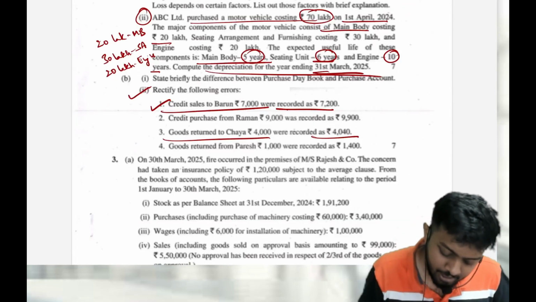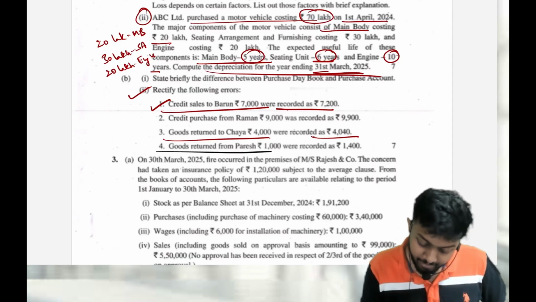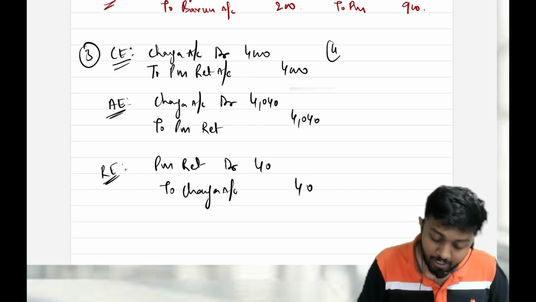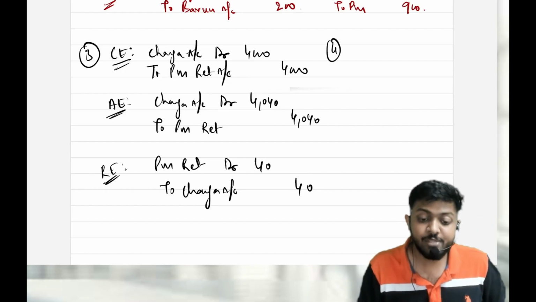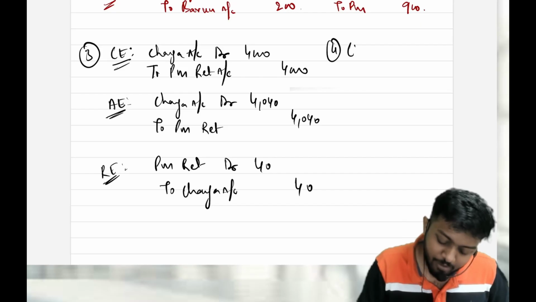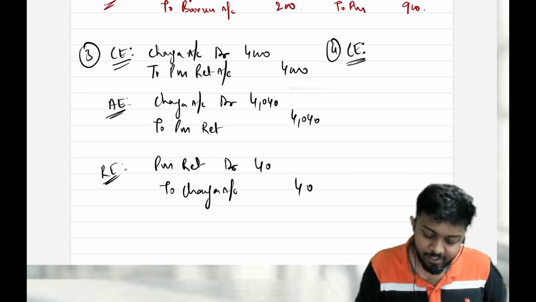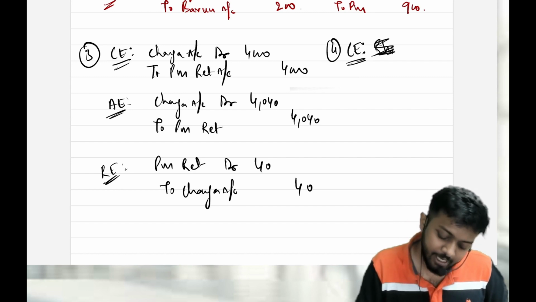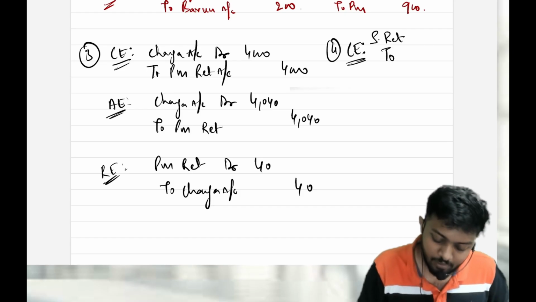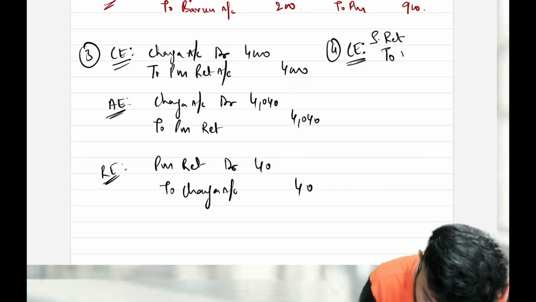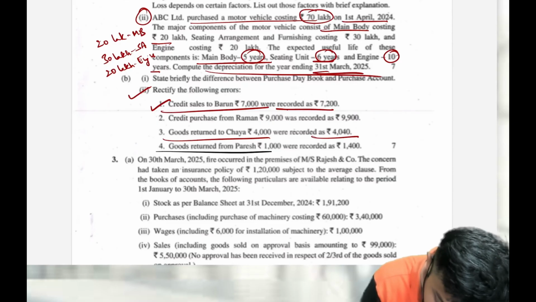So the next one will be goods returned from Paresh 1,000 were recorded as 1,400. So it's sales return. If this kind of question comes in an exam, please pray to God first and then start doing, because he has made the paper easy for you. Correct? Now sales return, what is the entry? Sales return debit to Paresh. Correctly, the amount is 1,000.